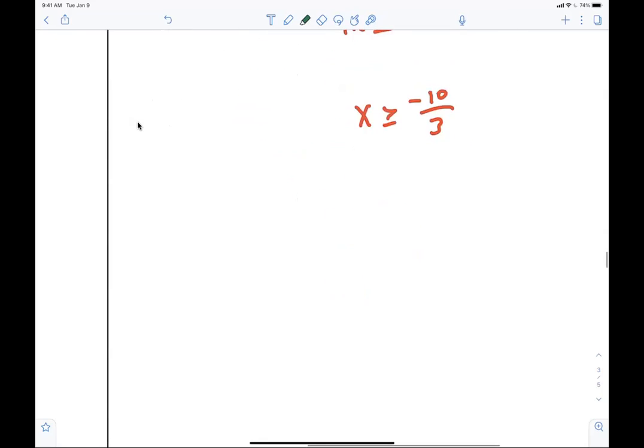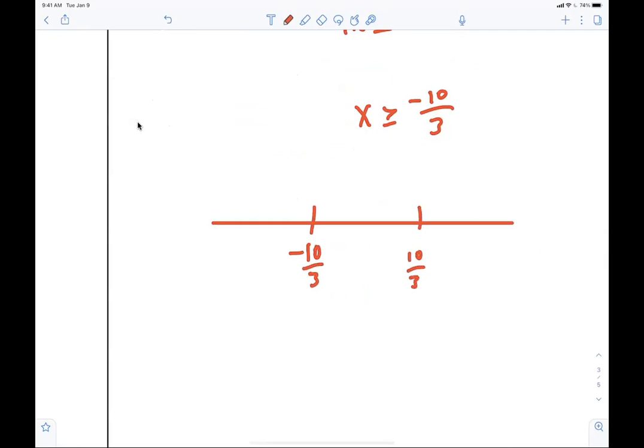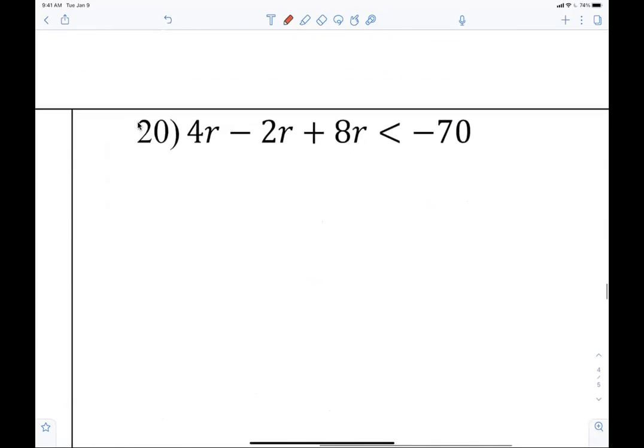All right, so now the boring part, greater than or equal to negative 10 thirds. So I have negative 10 thirds, I have 10 thirds, I have greater than or equal to, solid going to the right. Everybody good with that? All right, here we go.